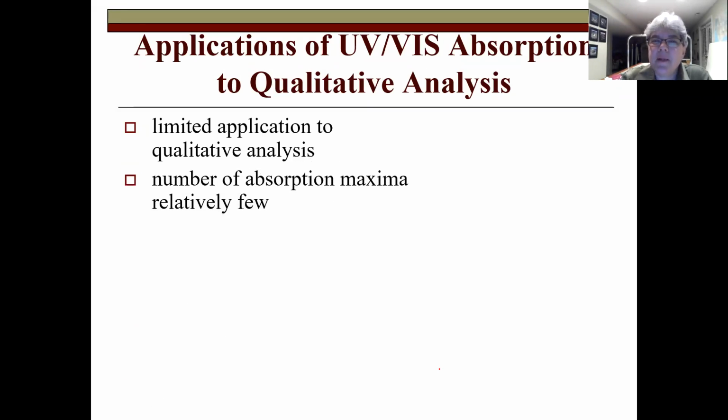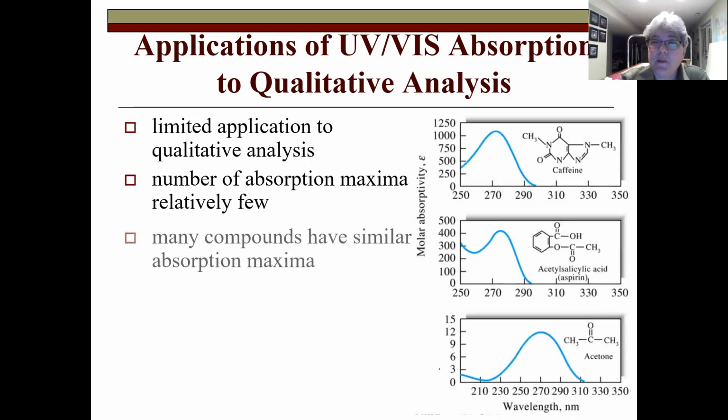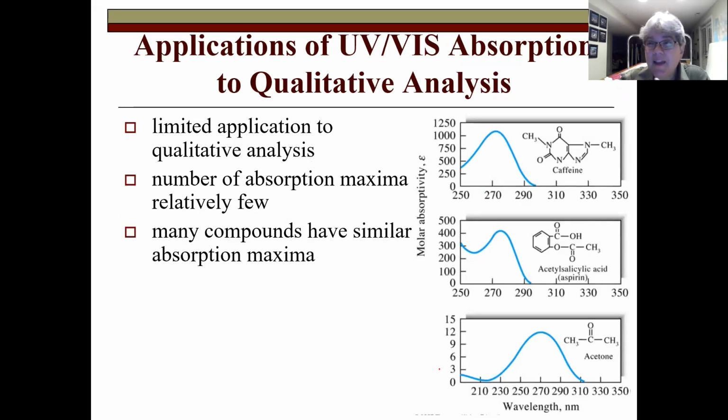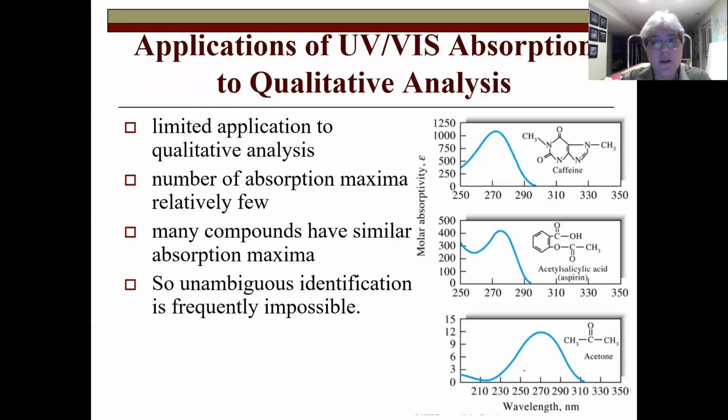Remember, the number of absorption maxima is pretty few, and many compounds have spectra that look very much the same. For example, this top one and this bottom one, if you just had the spectrum on the same scale, they look pretty much the same. So often it's very hard to identify something if this is all you have. You really cannot say for sure, oh, this is caffeine or this is acetone. So it's not a powerful qualitative method.